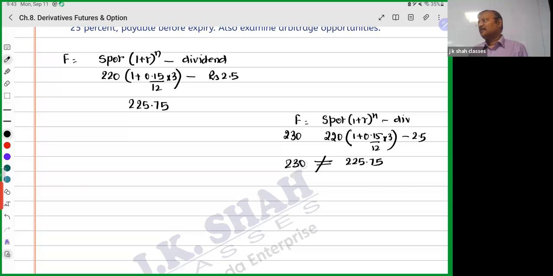240. What would you have done? Would you have still done the same thing if the futures price was trading at 240? Same thing. But what if the future price was 200?